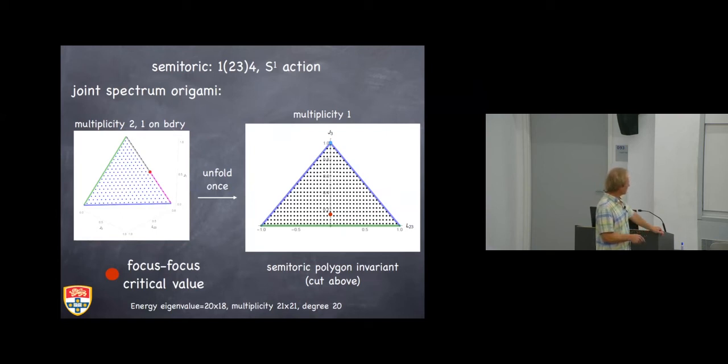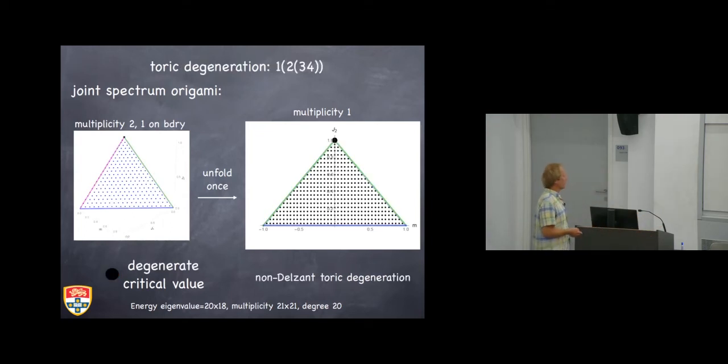Oh yeah, and I forgot to mention this. I talked about multiplicity. So you always see in these pictures 21 squared dots, which is the number of harmonic polynomials of degree 20 on the sphere. And you could do this for any degree, of course. So you get a whole family.